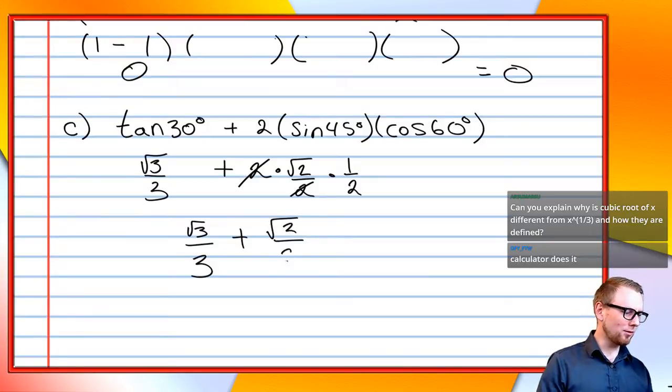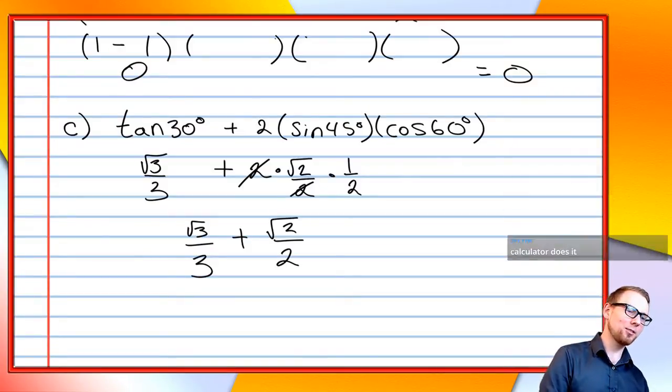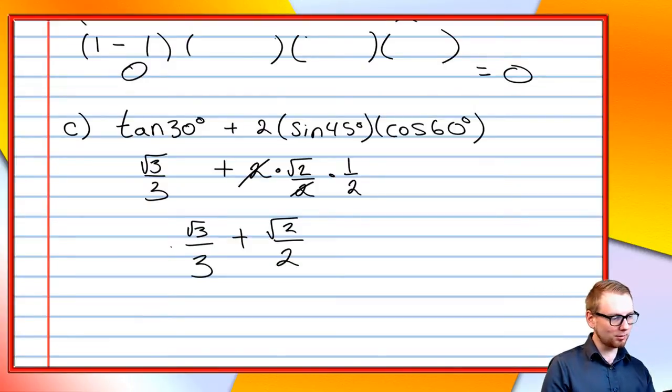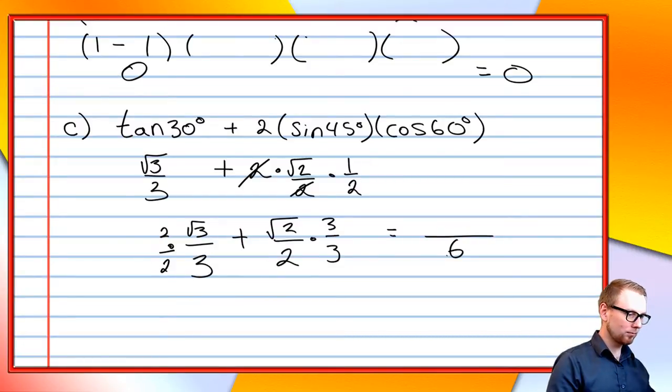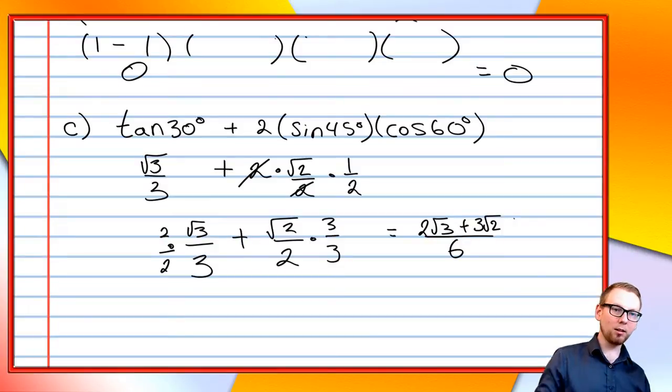Root 2 over 2. Common denominator. We've got a 3 and a 2 on the bottom. Common denominator means you need like 6. 6 is a common denominator. So you'll multiply by 2 on the top and bottom, and 3 on the top and bottom. Which gives you... This is 6. This is 6. So it's over 6. 2 root 3 plus 3 root 2. Done.